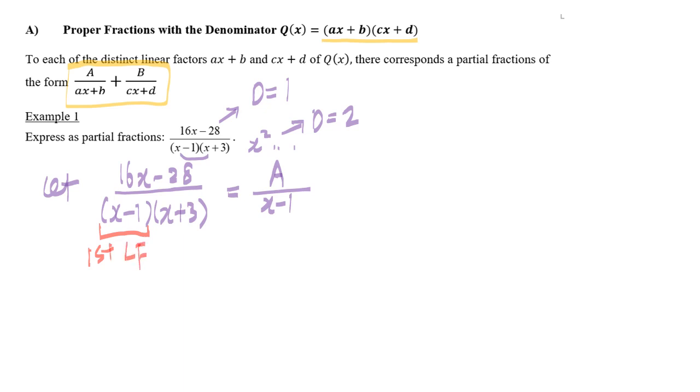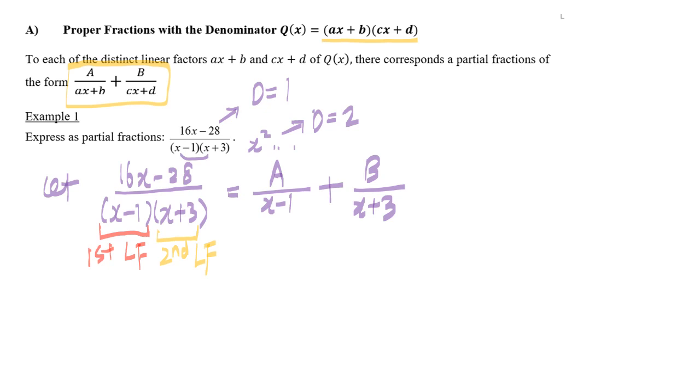LF stands for linear factor. And your second one is x plus 3. So this is your second linear factor. So there are 2 linear factors here, and we can separate it into 2 partial fractions, where the first one is A over x minus 1 and the second one is B over x plus 3. So this is the first step.